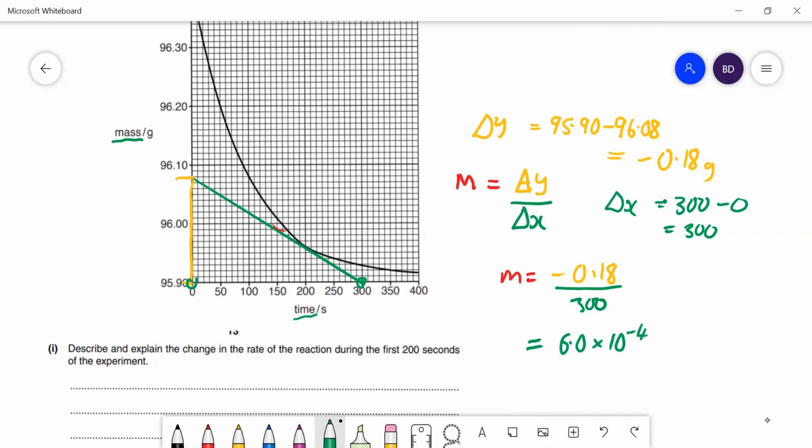And what are the units going to be? They're going to be grams of carbon dioxide, if you like, per second. Okay, that is the rate of reaction at 200 seconds. Just to point out there, our gradient is a negative value because, of course, we said earlier that strictly speaking, the rate is equal to the negative gradient. So our rate is a positive number there.